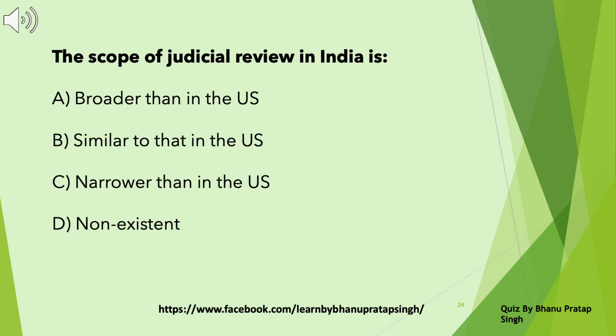The scope of judicial review in India is A. Broader than in the US. B. Similar to that in the US. C. Narrower than in the US. D. Non-existent. Choose the correct answer. Answer C. Narrower than in the US.